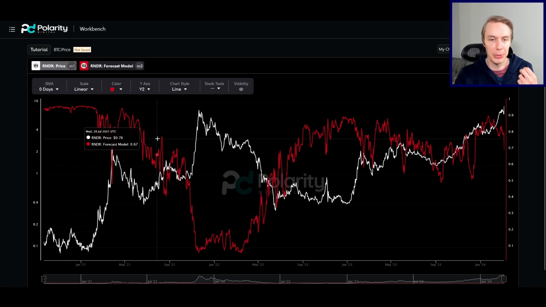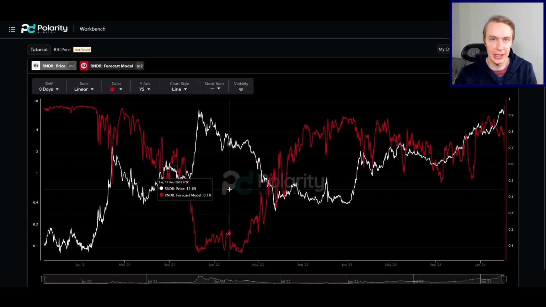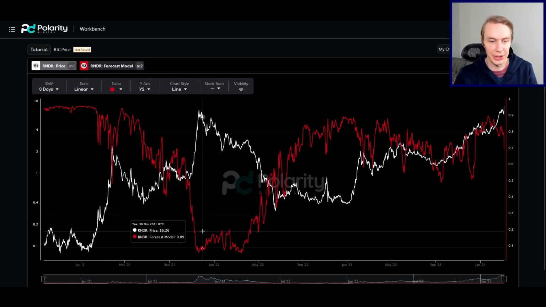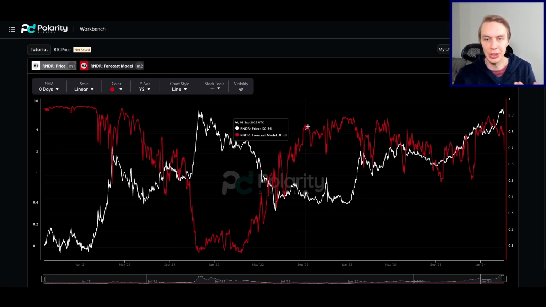So this outputs a probability of how likely it is that the price of the asset, in this case Render, will be above where it is right now 6 months in the future. So when you see a reading of, let's say, for example, 0.09, that's only a 9% chance of upside in 6 months. Whereas when you see something like this, 0.85, that's an 85% chance of upside in 6 months.